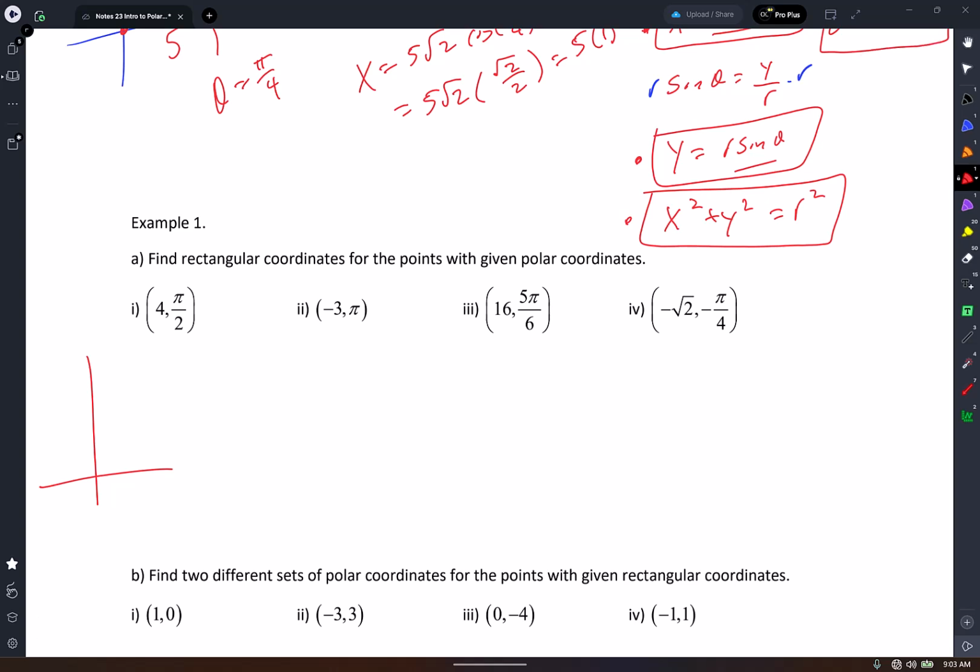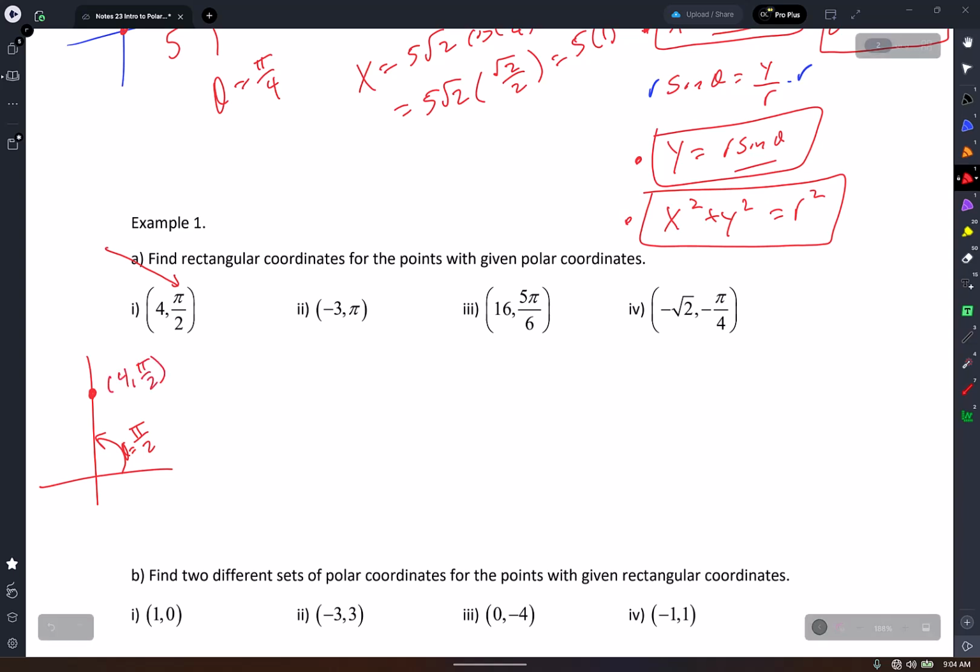Do the angle first. Pi over 2 is the positive y-axis. There it is. That's pi over 2. And then I'm just going to go up 4 from the origin. 1, 2, 3, 4, right there. So that coordinate is 4 comma pi over 2.